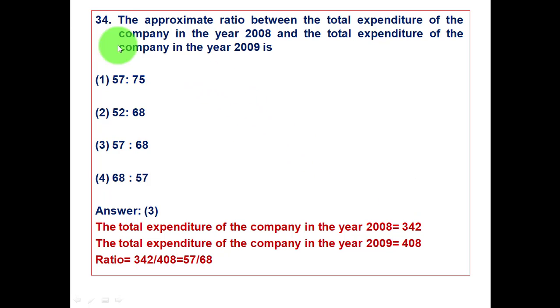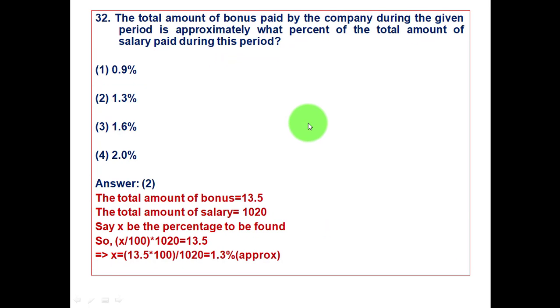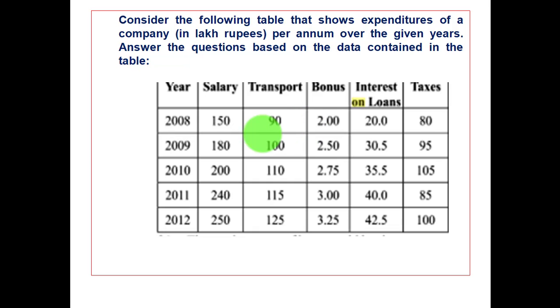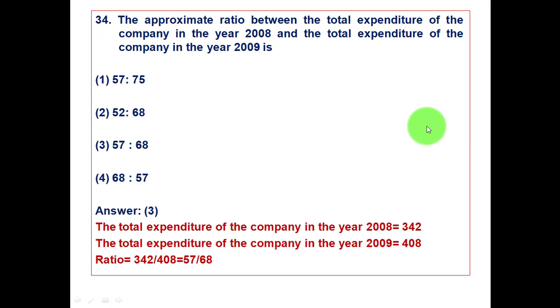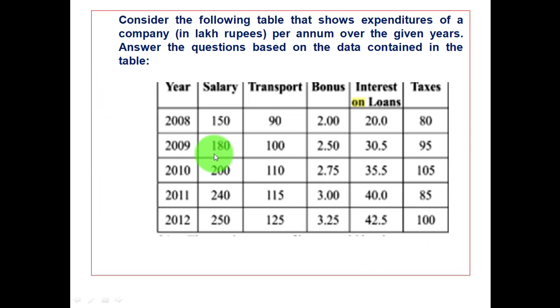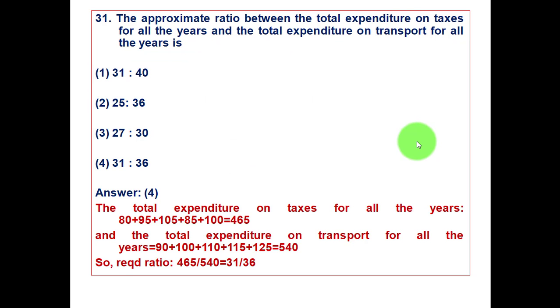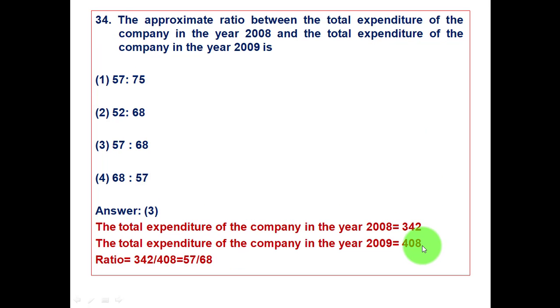So now coming to the next question, 34. The approximate ratio between the total expenditure of the company in the year 2008 and the total expenditure of the company in the year 2009. So total expenditure of the company in 2008: 150 plus 90 plus 20.0 plus 80, and that is 342. And similarly for 2009: 180 plus 100 plus 2.50 plus 30.5 plus 95, and that will be 408.